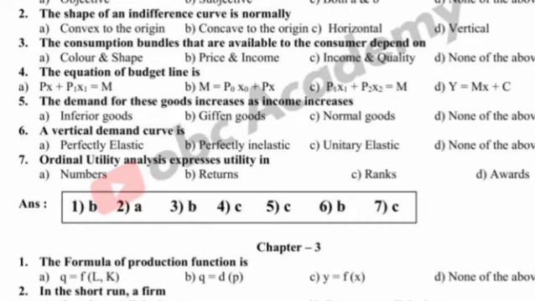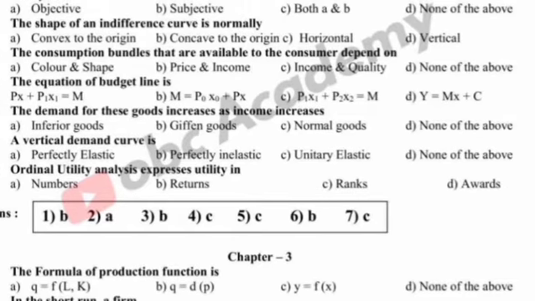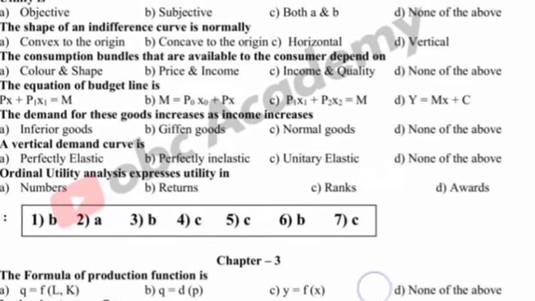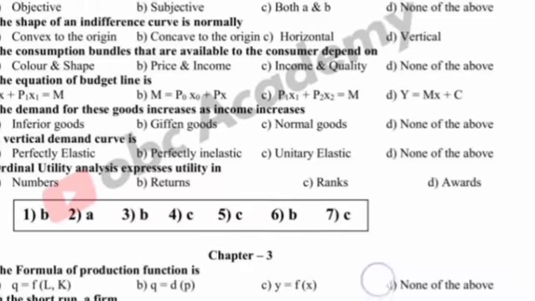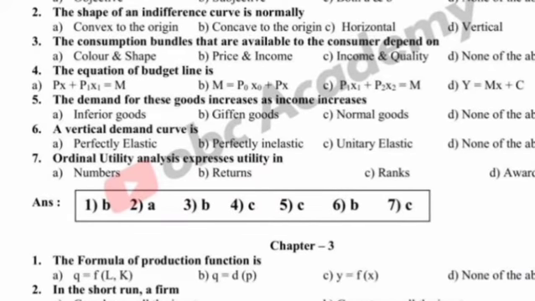The equation of the budget line is option A, px plus p1 x1 is equal to m. Option B, m is equal to p0 x0 plus px. Option C, p1 x1 plus p2 x2 is equal to m. Option D, y is equal to mx plus c. The correct option is p1 x1 plus p2 x2 is equal to m.